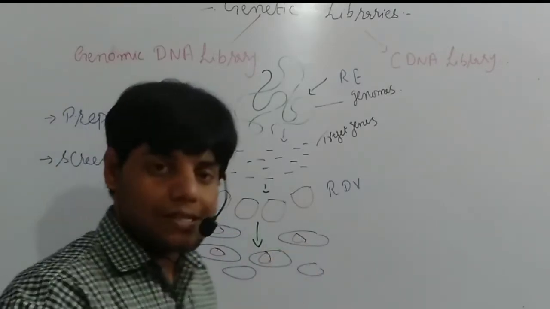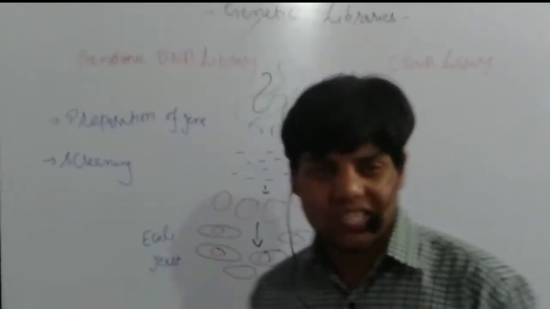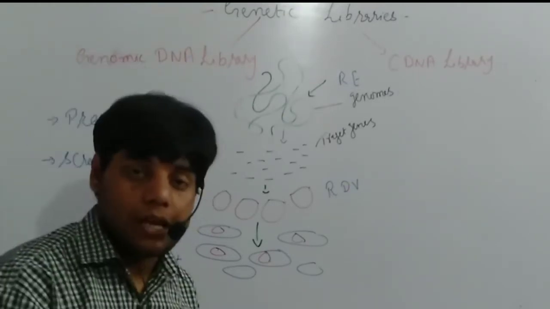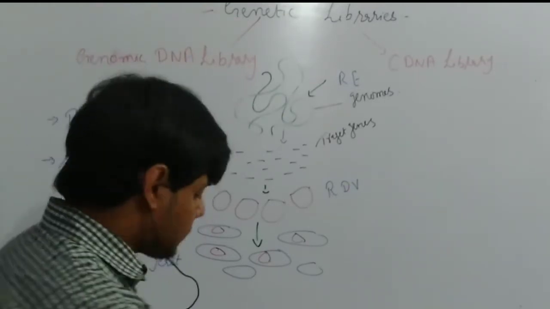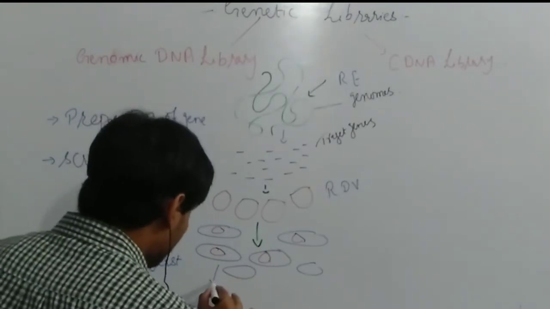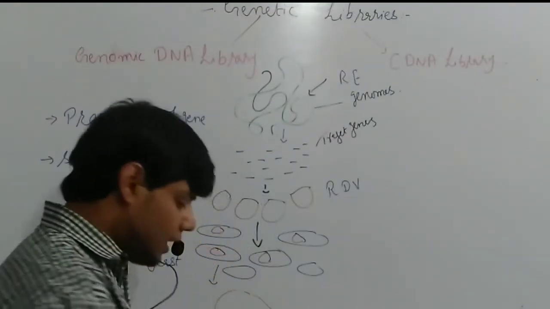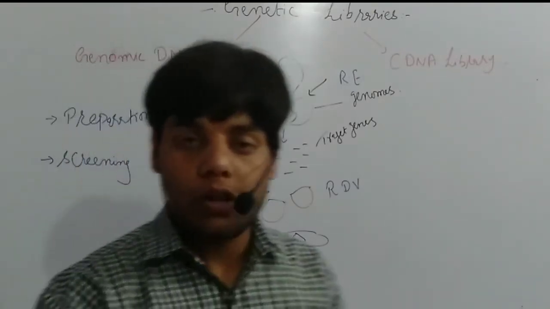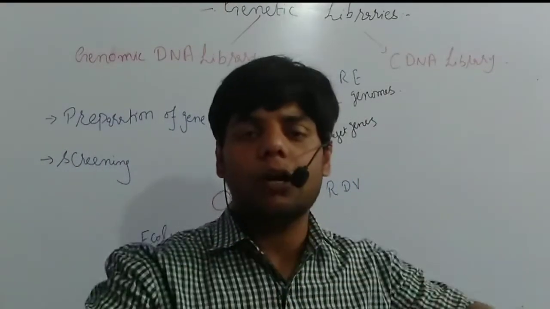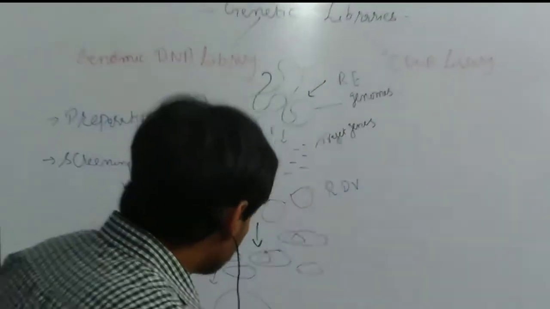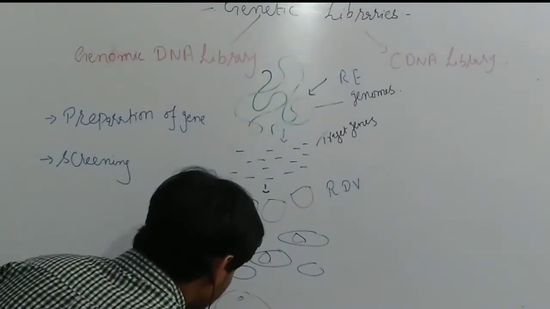Once the bacterial cell or host cell receives the vector, our next step is that we allow the bacterial cell to grow on an agar plate. Let's say this is the agar plate. Each bacterial cell can multiply and divide, and we get a lot of bacterial cells in the form of colonies. So we get a lot of colonies here.